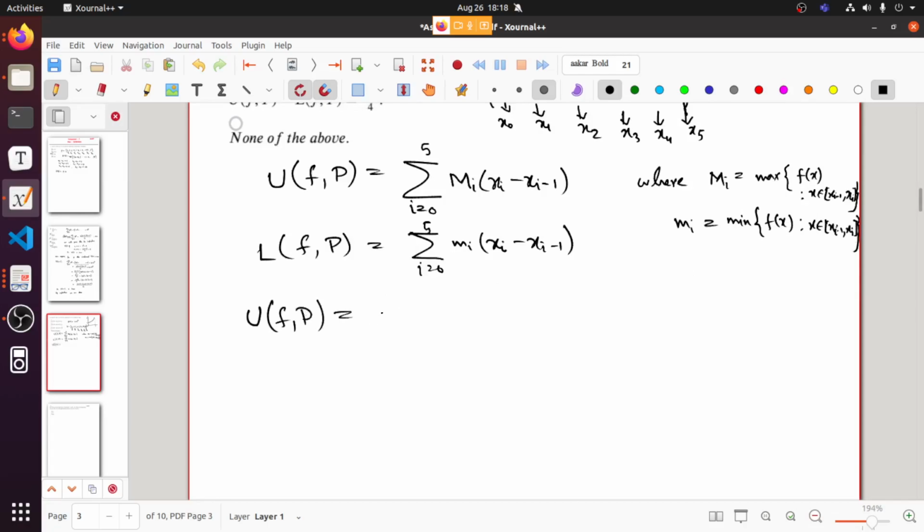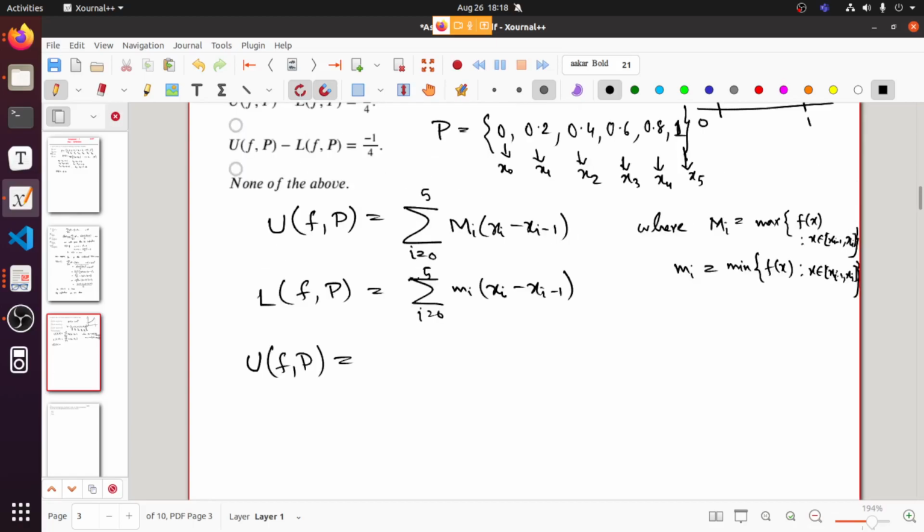So what is the UFP? The function is 1 plus x square, right? In the interval 0 to 0.2, because it is increasing, 0.2 is the maximum value. So the Mi will be 1 plus 0.2 whole square, right? And xi minus x(i-1), what is the length of the interval x0 and x1? It is 0.2, right? So this is for the first subinterval.